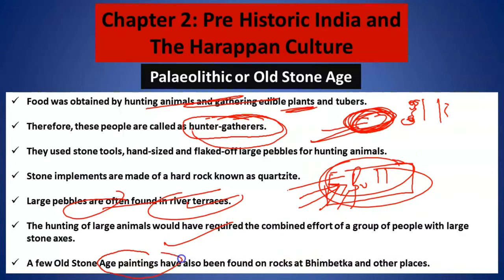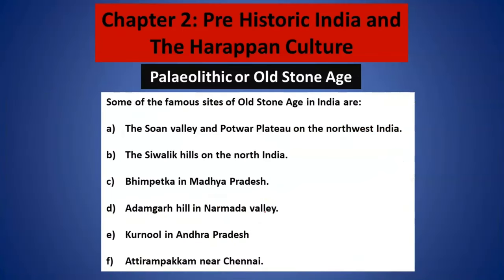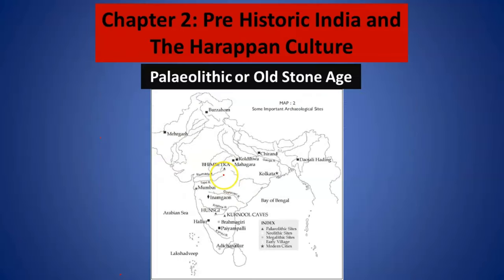I told you they used to do painting also sometimes when they were free, and some paintings have been found in places such as Bheembetka in Madhya Pradesh. All right, so these are some of the famous sites of the Paleolithic or Old Stone Age. These are some of the examples. Here, some of the prominent Paleolithic sites have been mentioned on this map. You can pause this video and locate them. Sometimes in UPSC Mains, they ask you a few Paleolithic sites and ask you to locate them on the map. All right. It's because you do not have to mug up things. You have to visualize also.